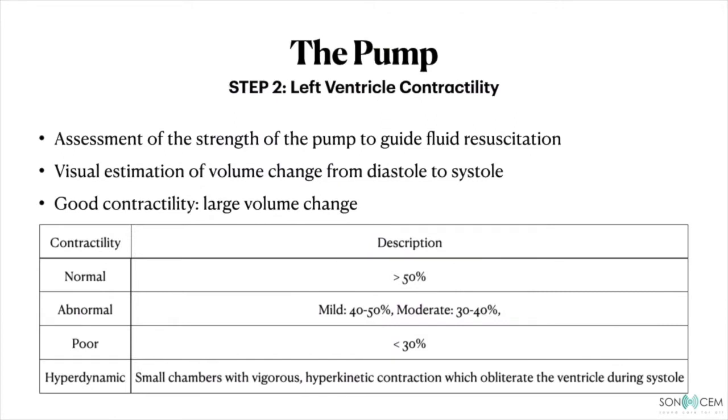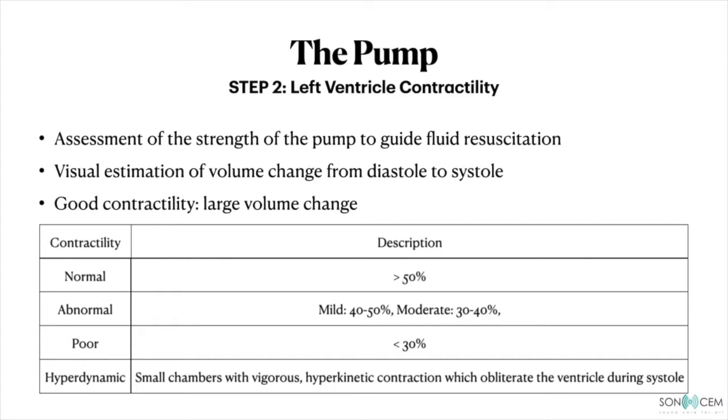The next step of assessment of the pump is to look at the left ventricle contractility. This is an assessment of the strength of the pump that can guide us for fluid resuscitation. It involves the visual estimation of volume change from diastole to systole of the left ventricle. So good contractility is denoted by a large volume change.